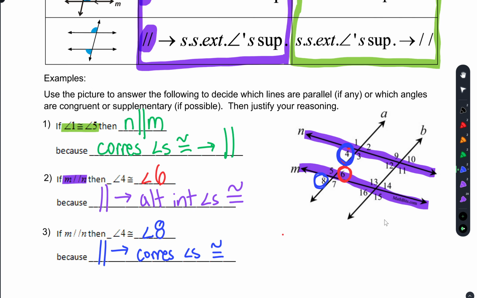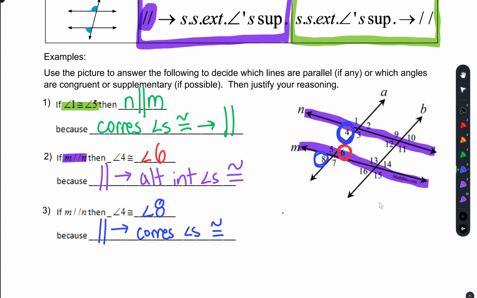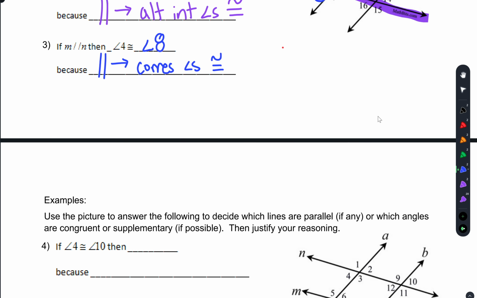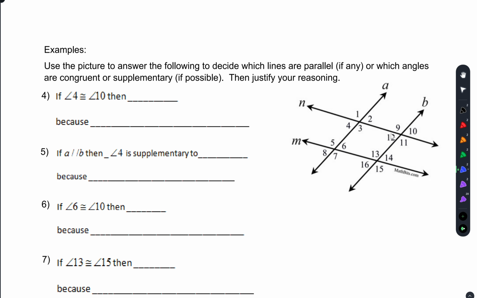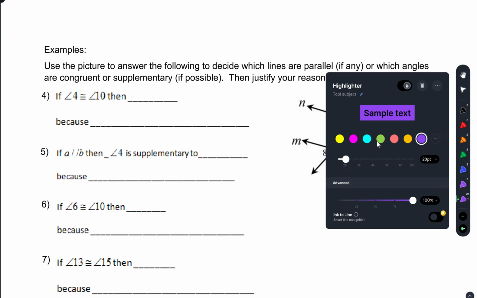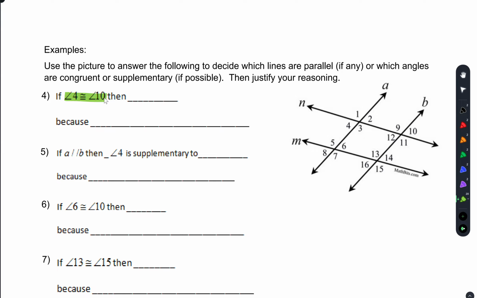Okay, flip it over. Same diagram. I didn't even change my diagram. We're using the same one. It says in number 4, if angle 4 is congruent to angle 10, that means I'm starting with an angle. So I'm looking at that right-hand column again. Then blank. So I'm starting with something about the angles in order to prove something about parallel lines. I'm going to highlight where angle 4 and angle 10 are. Then I'm going to figure out what's my transversal.